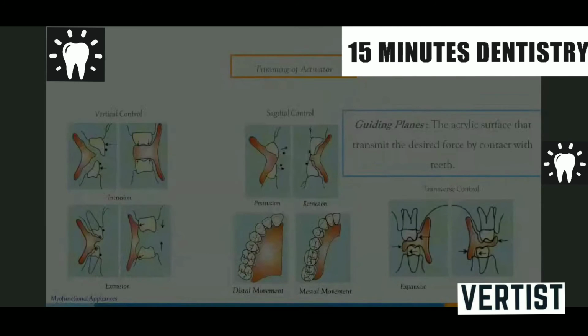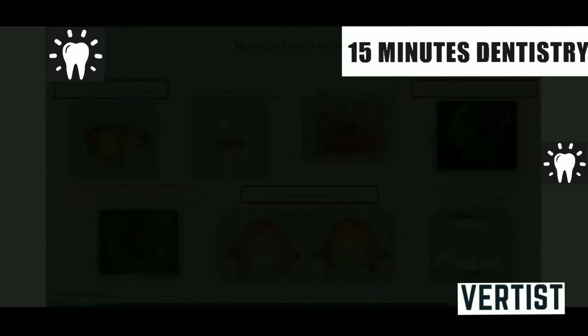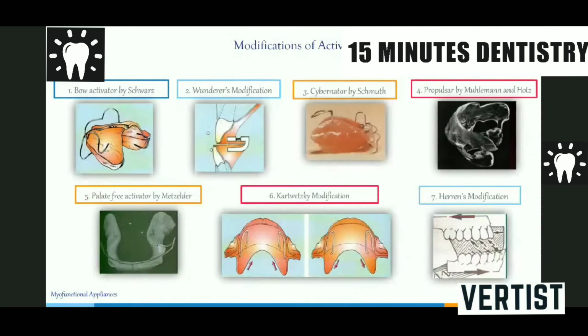What are the modifications of the activator? Bow activator by Schwarz. We have the Wunderer's modification. We have the Cybernator by Smith. Propulsor by Mühlemann and Hotz. We have the Palatal activator by Metzelder, Herren's modification, and Herren's modification, which is mainly used for vertical correction of the mandible.